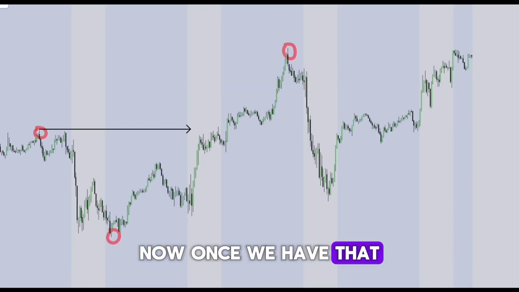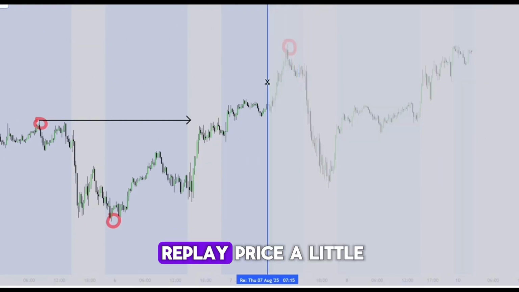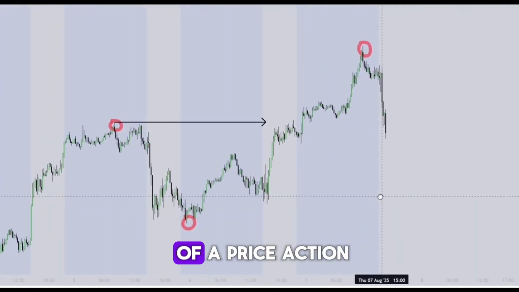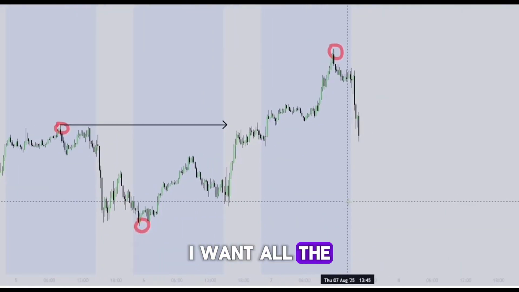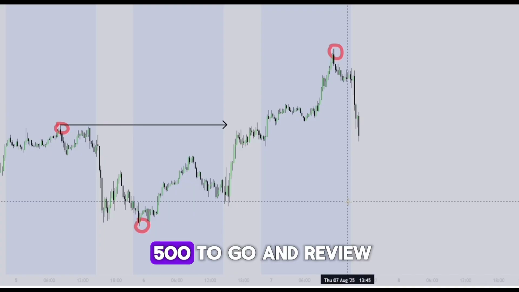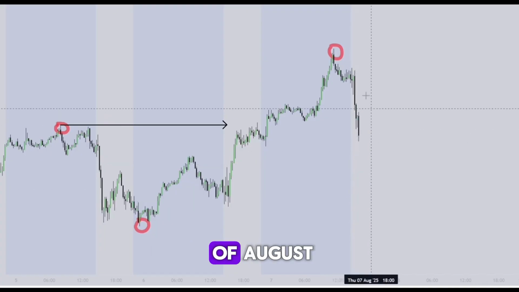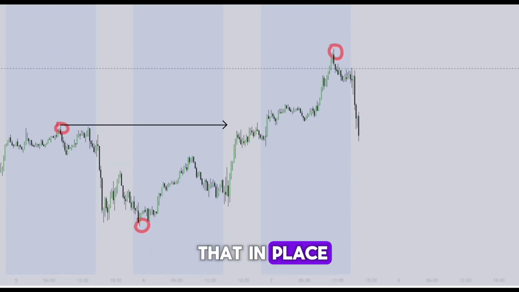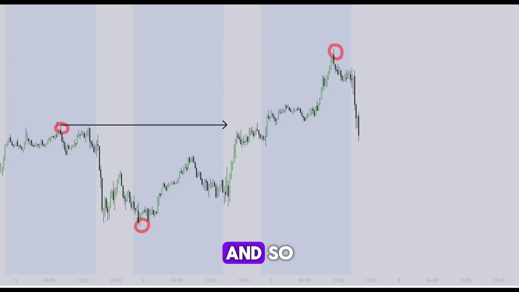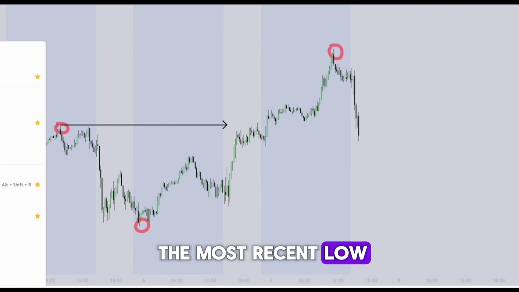Now, once we have that, what we're looking for is, if I just replay price a little bit, right? I'm going to be going over a little bit of a price action case study review. I want all the traders on the S&P 500 to go and review. This is the 7th of August. So once you have that in place, we want to understand our dealing range. And so our dealing range is the most recent low to the most recent high.